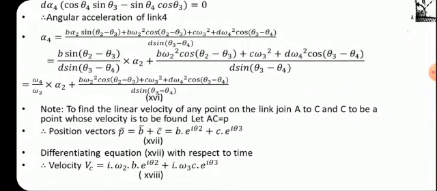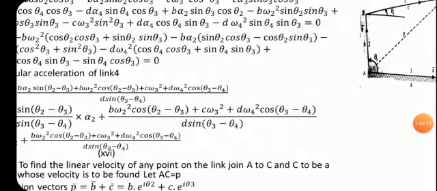From the 15th and 16th equations we can calculate the 17th equation. Differentiating equation 17 with respect to time, velocity Vc can be given by... To find the linear velocity of the point C, in the figure you join A to C. This is the vector P, the resultant, which is the sum of the two vectors A and B. Just see that.